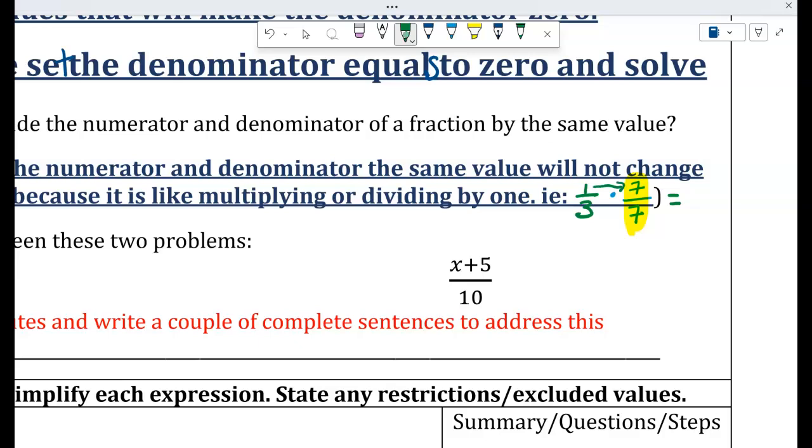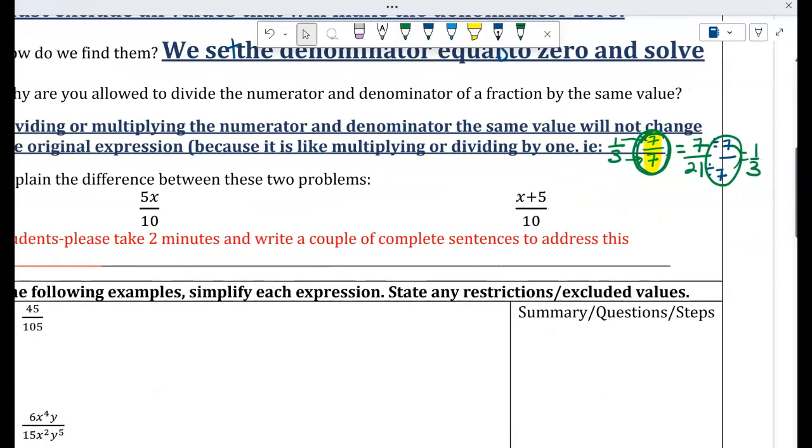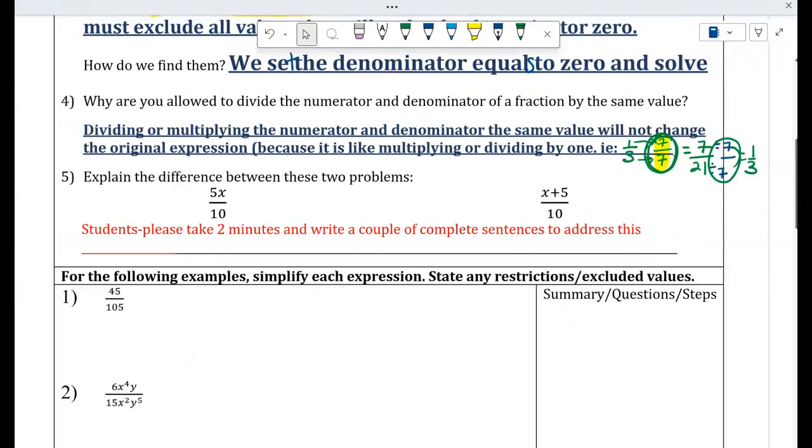Now let's just say that we don't know that and we're going to multiply it out. When we multiply horizontally, 1 times 7 is 7. 3 times 7, that's going to be 21. Well, when we get a fraction, we have to reduce. So we divide the top and bottom by 7 because they both have a factor of 7 in them. So now we're back to 1/3. As you can see, multiplying and dividing by the same thing will not change our original expression.